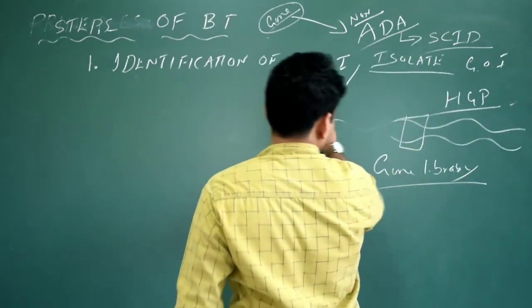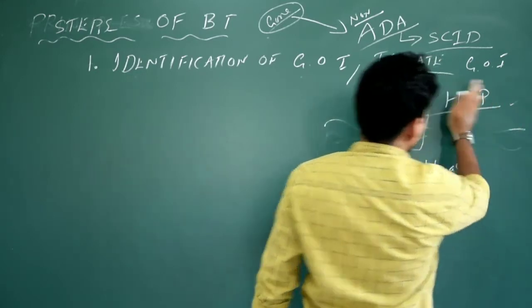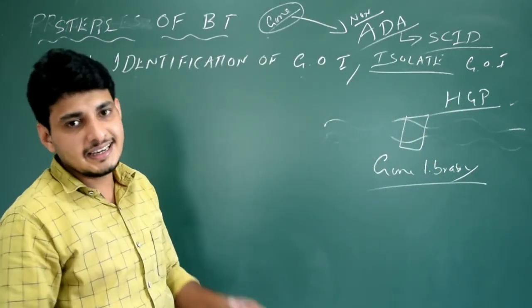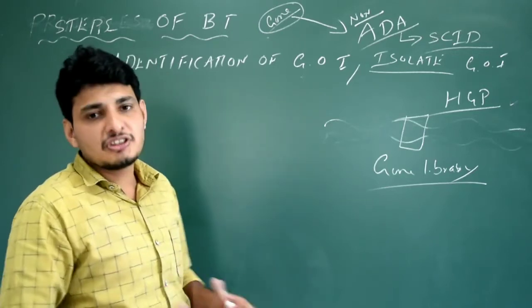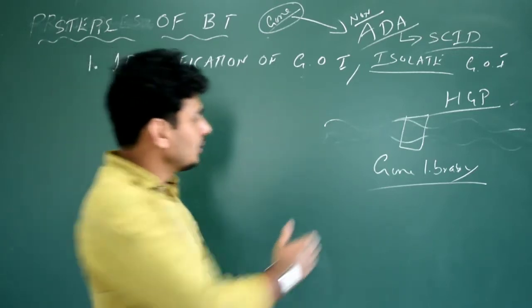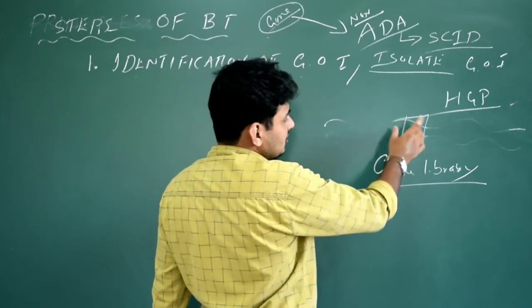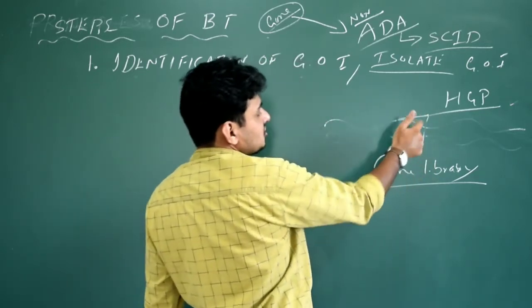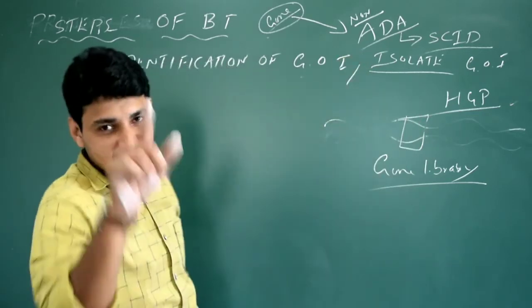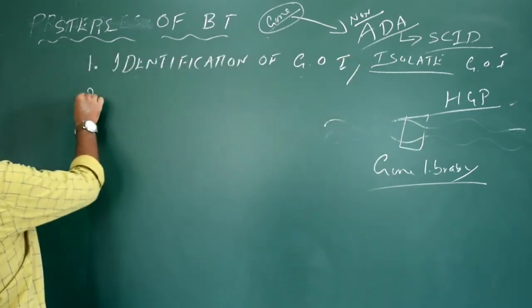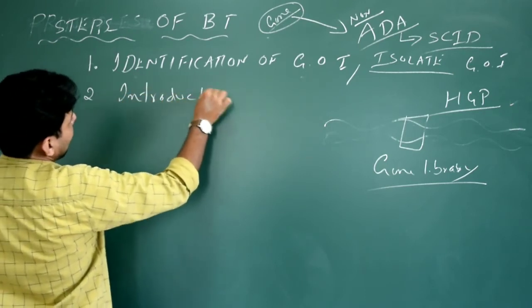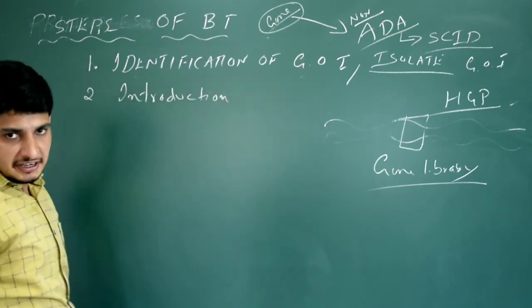What is isolation? I need to remove this gene of interest from this lengthy DNA. For that I need to treat this DNA with certain enzymes. I need to break this DNA into tiny fragments, and out of many fragments I get a fragment which contains this gene which could produce ADA. Hope you understood.